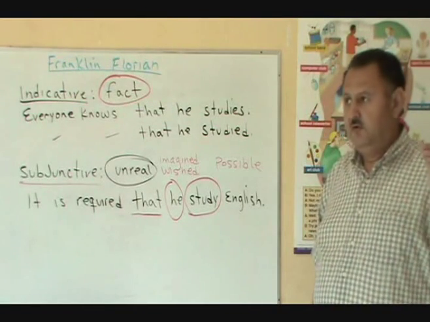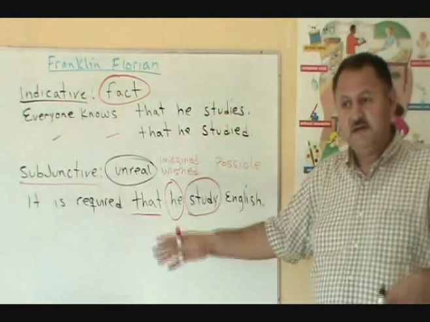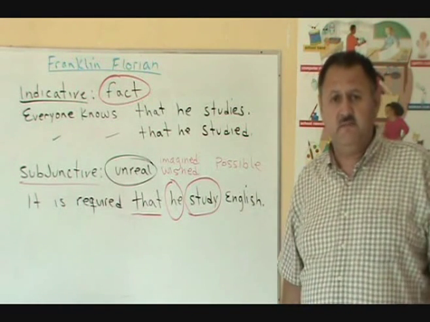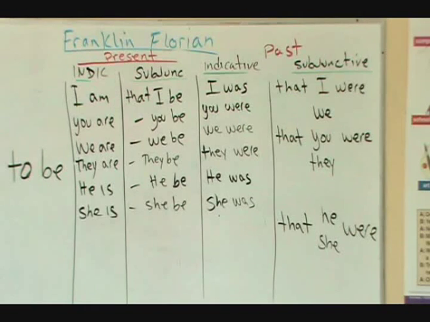Now, this is in regular verbs. Now let's see the form of the subjunctive with the verb to be. Now observe this table. We have the verb to be in the present and in the past, in the indicative mood and in the subjunctive mood. Okay? To be in the indicative, which is the one we all know, is I am, you are, we are, they are, he is, she is.